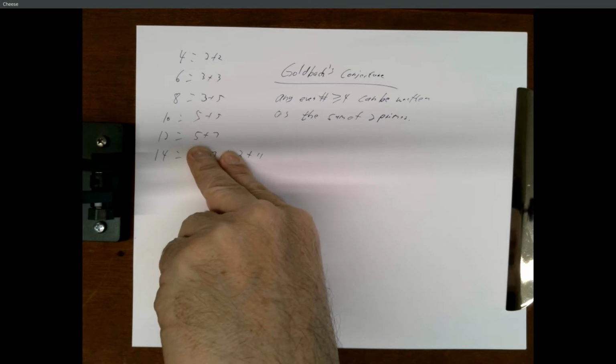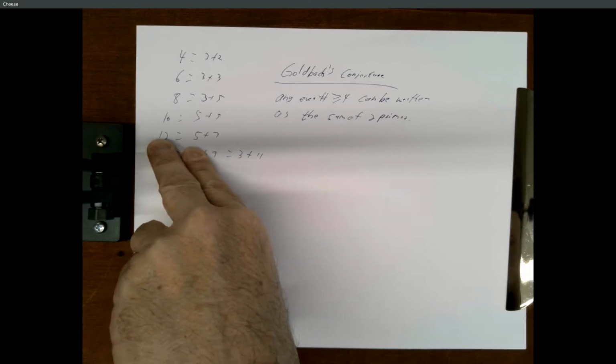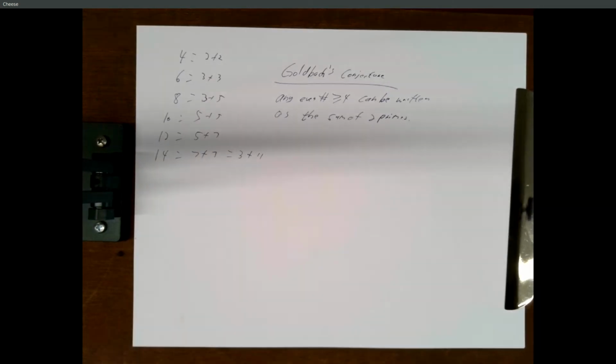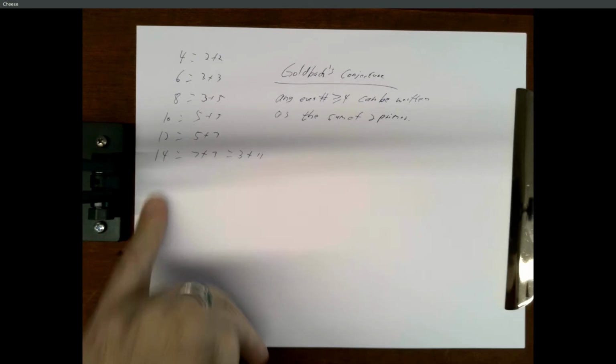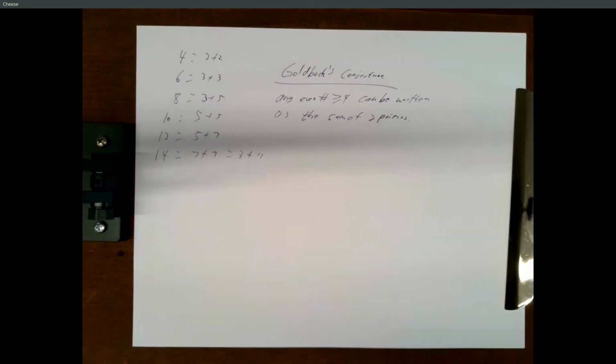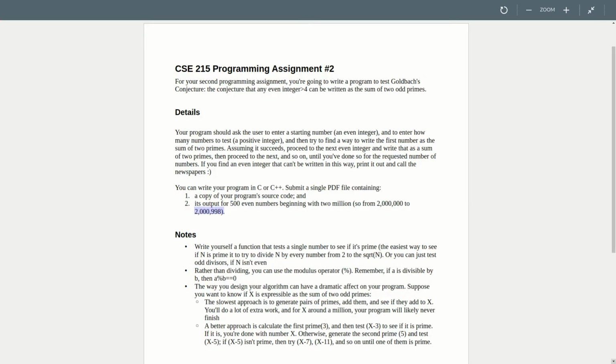Okay. And if you happen to come across an even number that cannot be written as a sum of two primes, you're going to become famous. Okay, so that's why it says call the newspapers. But every number in the range that we're looking at should be writable as a sum of two primes. So that's what your programming assignment 2 is going to do. It's going to just generate this table of how each of these numbers can be written thusly.